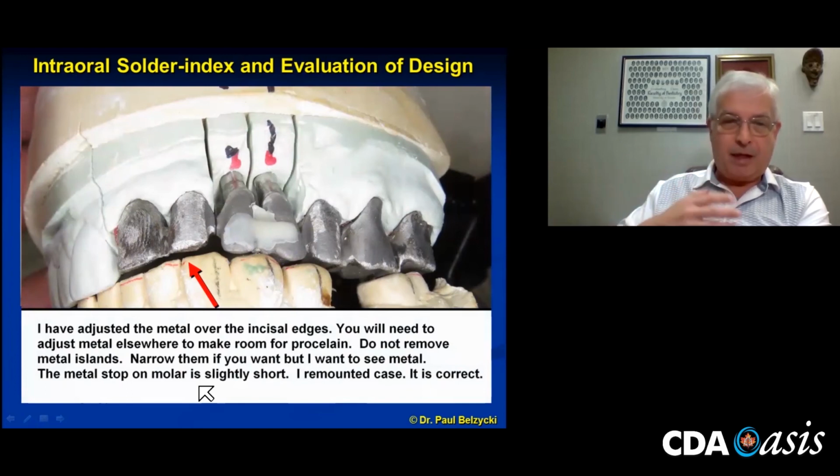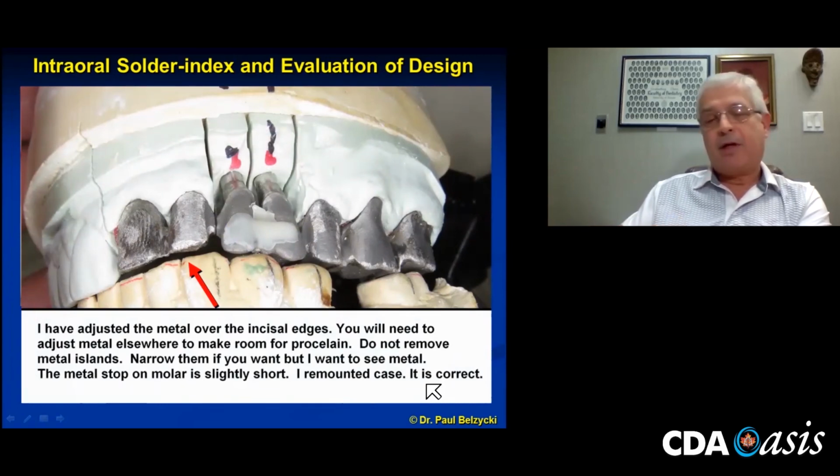I've adjusted the metal over the incisal edges. You will need to adjust metal elsewhere to make room for porcelain. Do not remove the metal islands here, that little stop. Narrow them if you want, but I want to see metal. The metal stop here on the molar is slightly short in the mouth. So I knew there wasn't enough metal there. I've remounted the case. The mounting is correct.